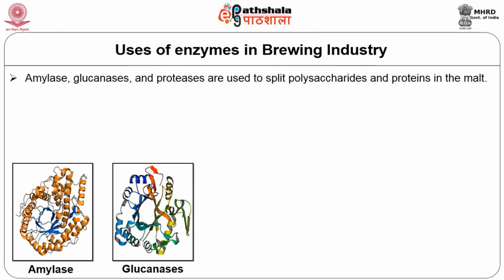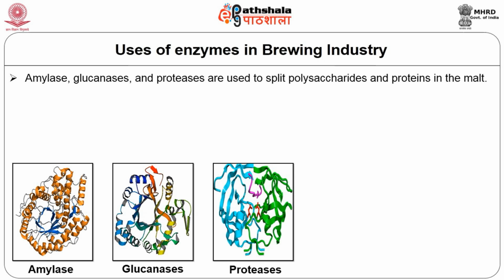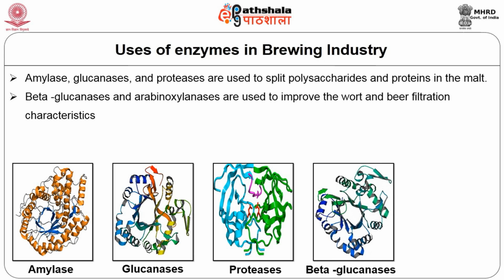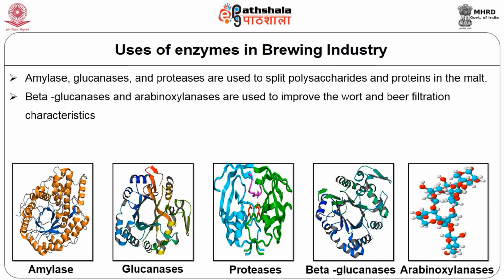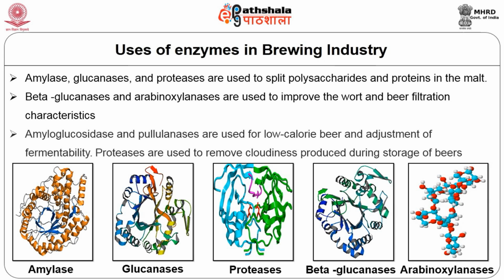Amylase, glucanases and proteases are used to split polysaccharides and proteins in the malt. Beta-glucanases and arabinoxylanases are used to improve the wort and beer filtration characteristics. Amyloglucosidase and pullulanases are used for low-calorie beer and adjustment of fermentability. Proteases are used to remove cloudiness produced during storage of beer.